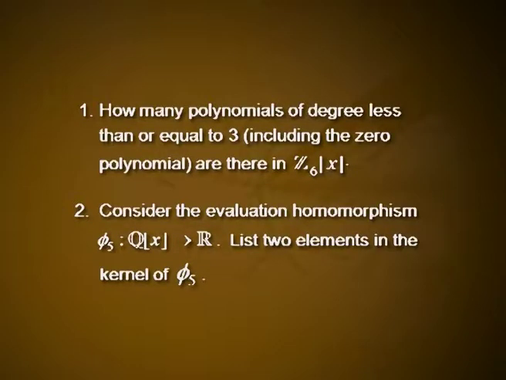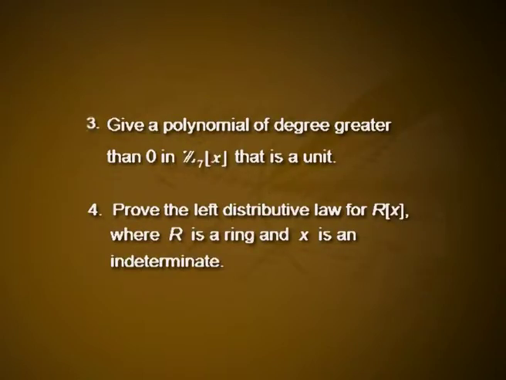How many polynomials of degree less than or equal to 3, including the 0 polynomial, are there in Z6 of x? Question number 2. Consider the evaluation homomorphism phi 5 from Q of x to R. List 2 elements in the kernel of phi 5. Question number 3. Give a polynomial of degree greater than 0 in Z7 of x that is a unit. Question number 4. Prove the left distributive law for R of x, where R is a ring and x is an indeterminate.